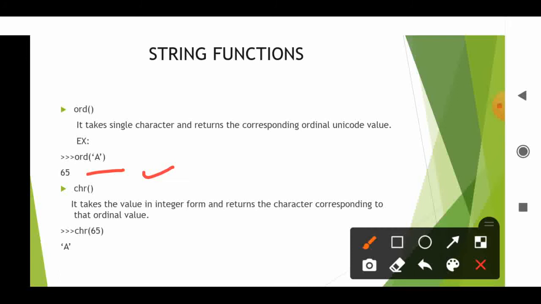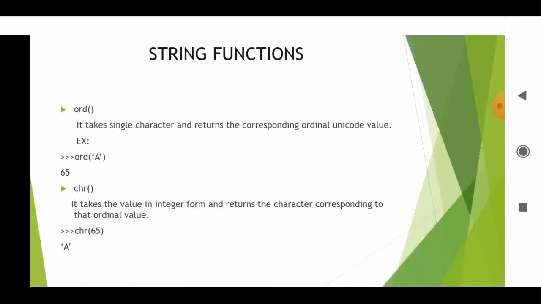The next function is the chr function. It takes an integer value and returns the character corresponding to that value. For example, chr of 65 will return the character A. So there are two built-in functions, the ord function and the chr function. The ord function returns the Unicode value for the character. The chr function is the opposite of the ord function. It returns the character for the given Unicode.